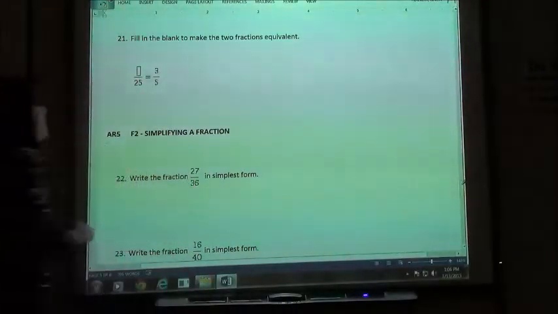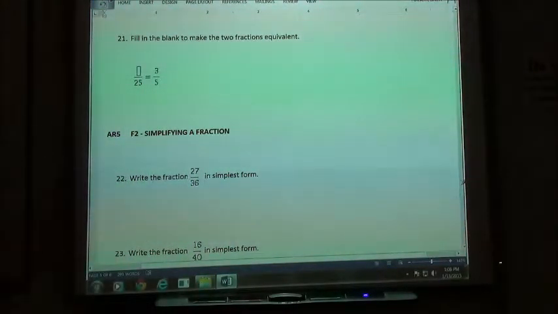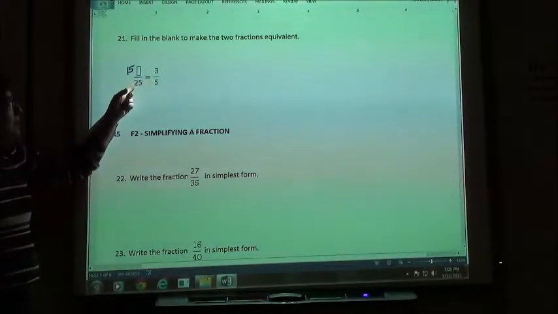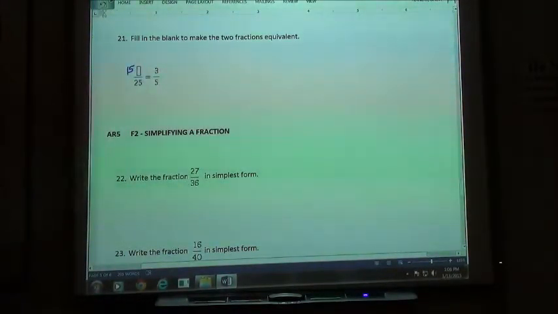So on here, figure out on your paper there, 3/5 is equal to how many 25ths? What'd you come up with? 15, exactly. 5 goes into 25 3 times. 3 times 5, 15.